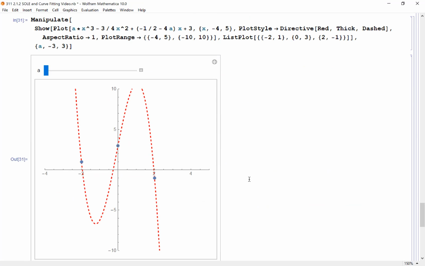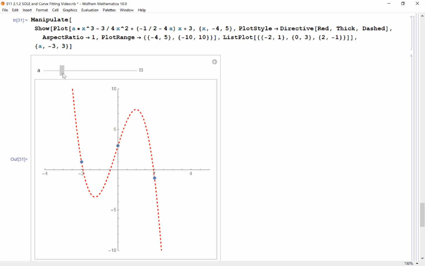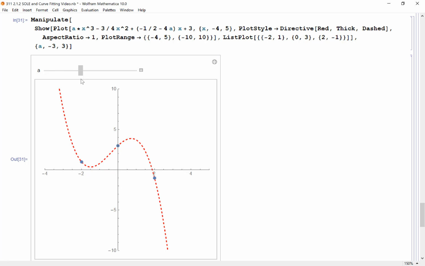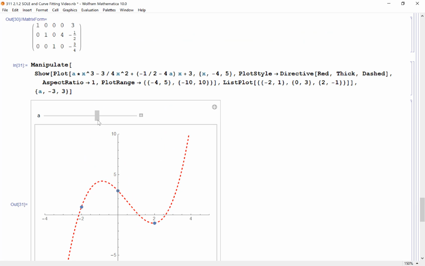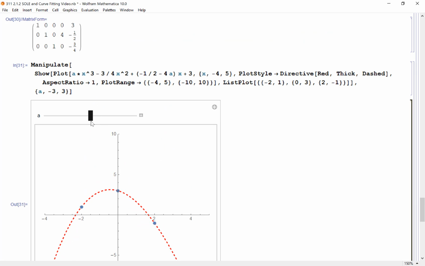Okay, so look, there is a cubic function that passes through the 3 blue points. And as I drag a along, this is negative 3. As I drag a along, look at that. We still have cubic functions that are passing through those points, which is pretty cool.